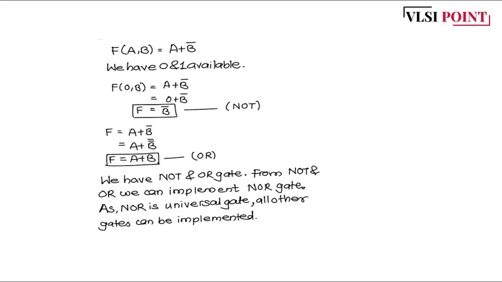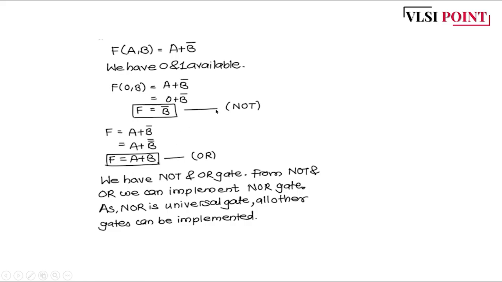So we have noted down f equals a plus b bar, and we are just keeping a as 0 in the function. If you keep a as 0, we simply get f equals b bar. It's nothing but a NOT gate. So without the options they have provided, we implemented NOT. Next, we have taken this particular b bar as b. So b bar of bar means only b. So f equals a plus b. So basically we are getting an OR gate.